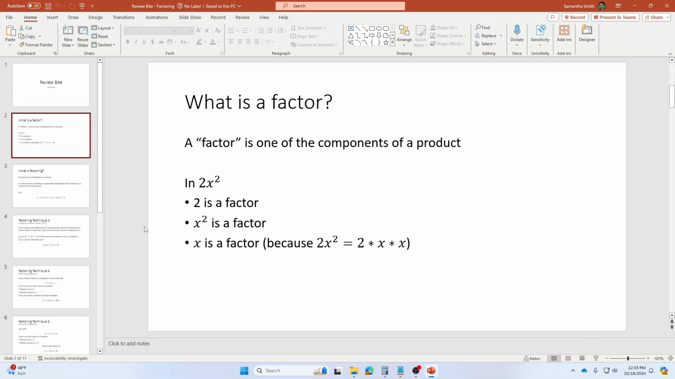So first I want to remind us the meaning of the word factor. If you have objects that are being multiplied together, then we call one of the objects in that product a factor. So for example, if I had the expression 2x squared, then it would be correct to say that 2 is a factor of that expression. It would be correct to say that x squared is a factor of that expression. And it would also be correct to say that x is a factor of that expression. If you think about 2x squared as 2 times x times x, then x is a component of this product.